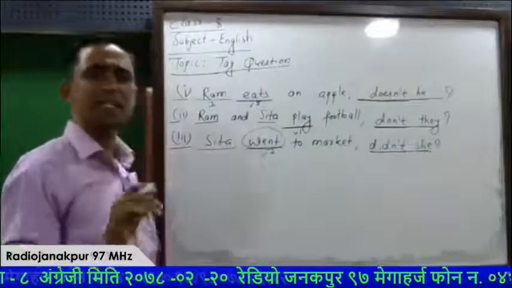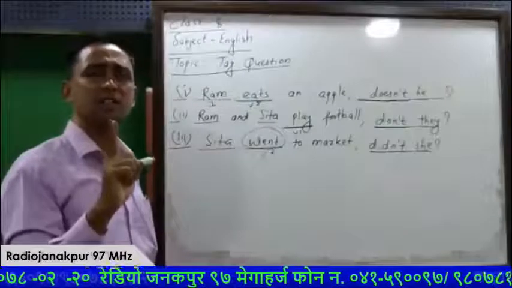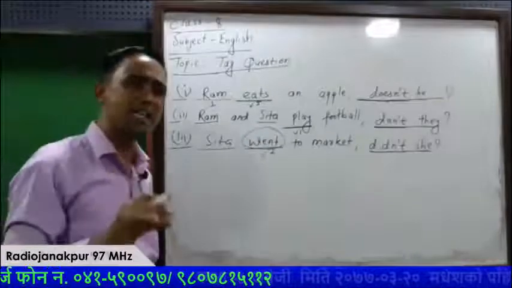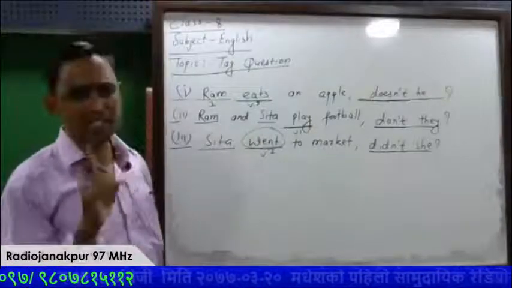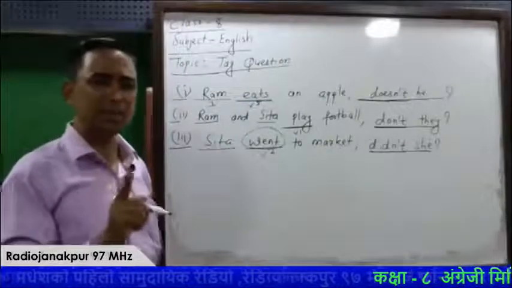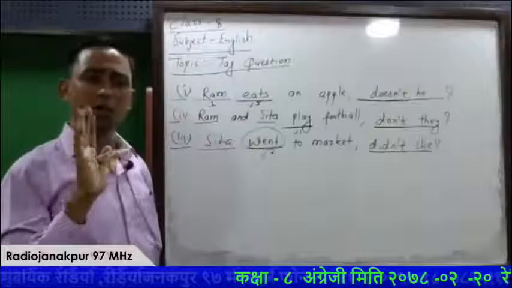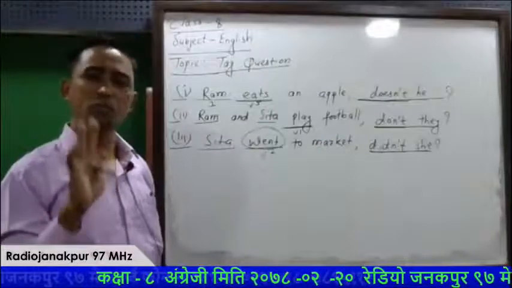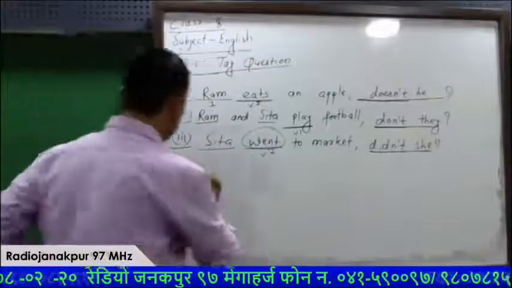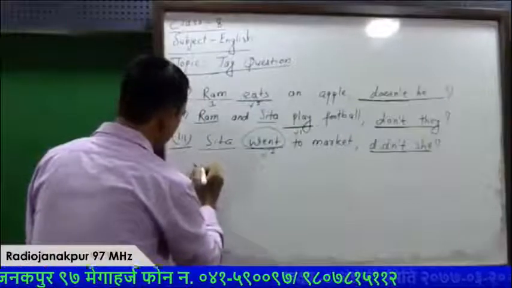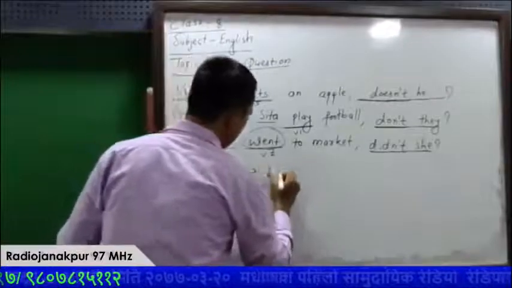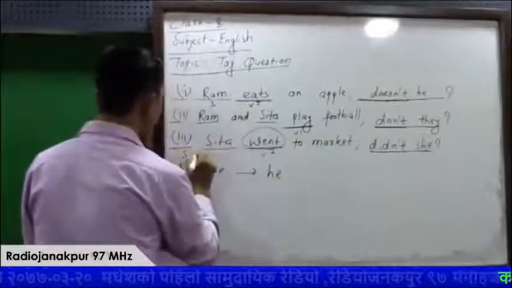So if there is any one masculine gender, we should add he in the question tag. If there is any one feminine gender in the sentence, we should add she in the tag. And if there are more than one masculine or feminine gender, we should add they in the tag question. Likewise, one male, he, this is a statement.